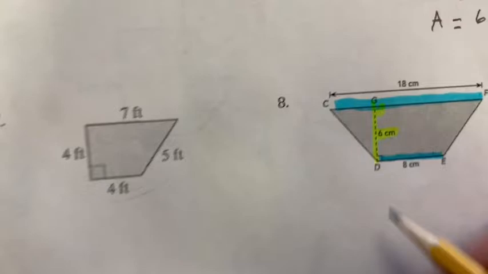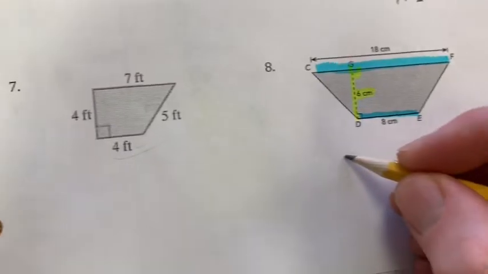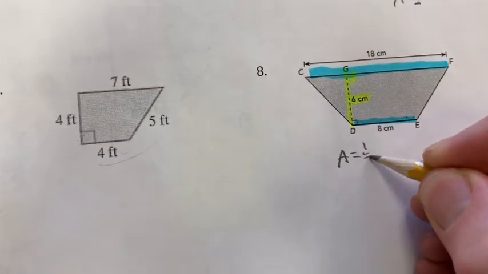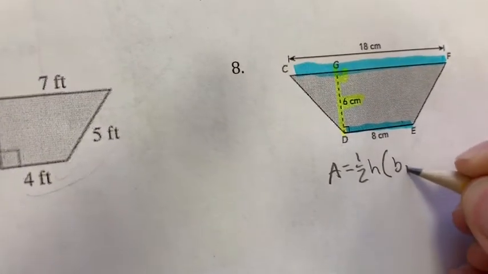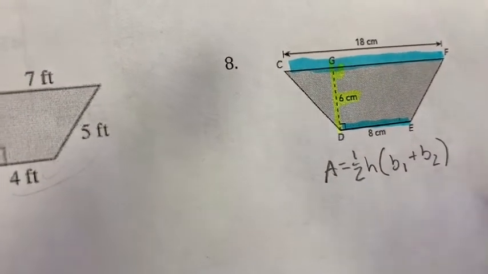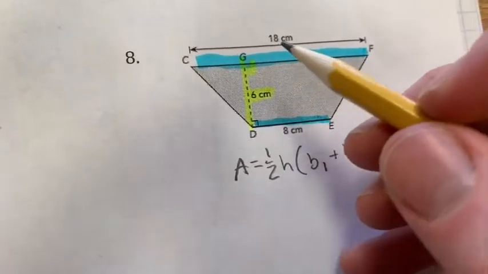So the formula, again, you'll start to memorize it, and it's okay if you don't memorize it yet. You can look off your formula sheet, but the formula is area equals 1/2 of the height times base 1 plus base 2. It's a good idea to write it down, because then all you gotta do is fill in the numbers. So let's start with my two bases.